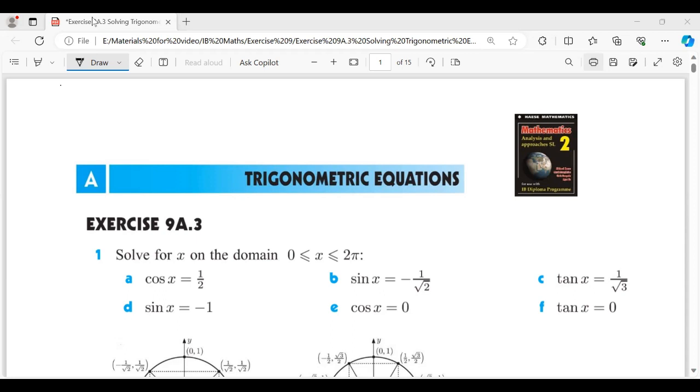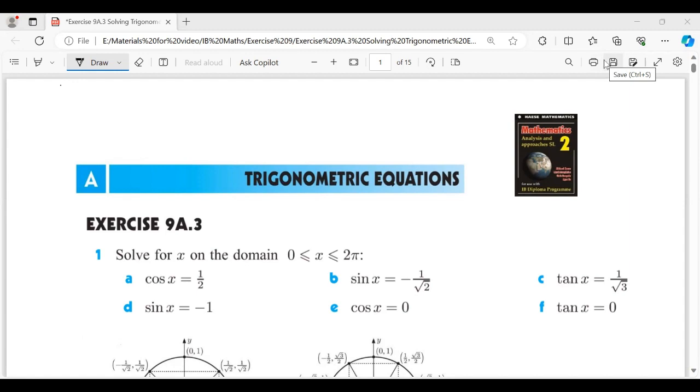Based on several requests from my students that I discuss this exercise 9A.3, I have provided this video. Let's start with number 1. Solve for x on the domain x greater than or equal to 0, less than or equal to 2 pi.